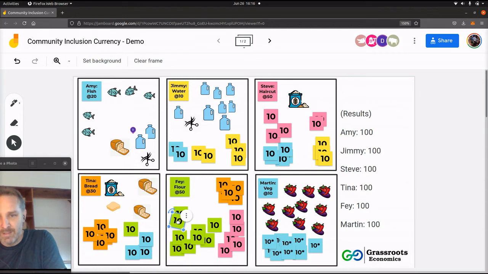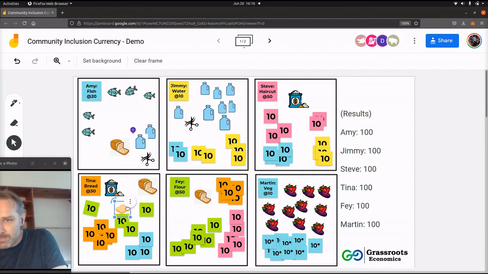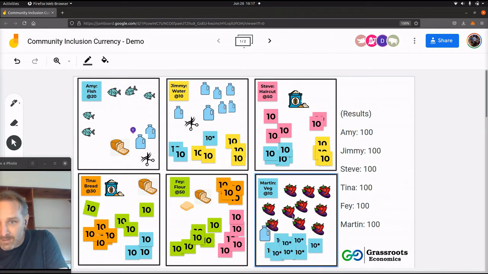Having trouble moving these. There we go. Let's say she spends another 10 on this piece of bread by itself as well. And then Martin, nobody's bought anything from Martin, and let's say he just wants to buy a little bit of water. Here we go. He's got a little bit of water. No one likes his vegetables, apparently. And he is also going to try to buy some bread here.